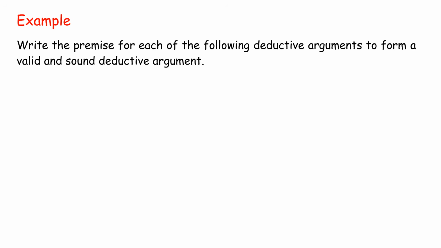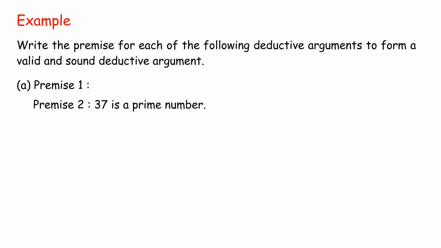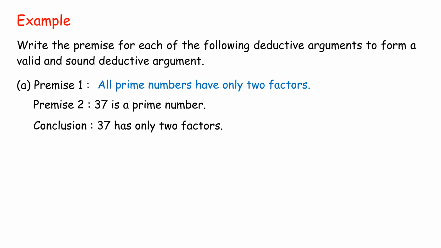Example. Write the premise for each of the following deductive arguments to form a valid and sound deductive argument. A. Premise 2. 37 is a prime number. Conclusion. 37 has only 2 factors. Solution. Premise 1. All prime numbers have only 2 factors.